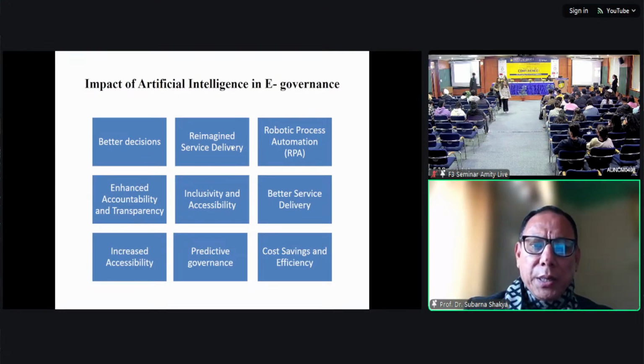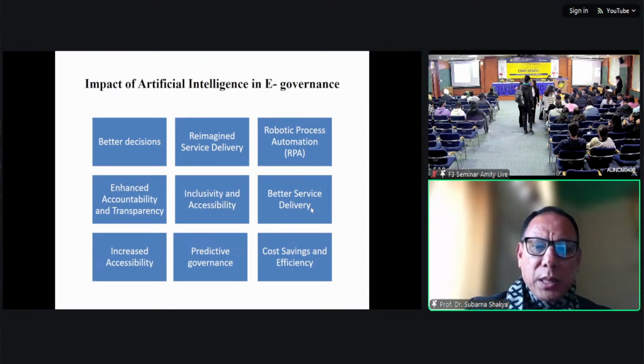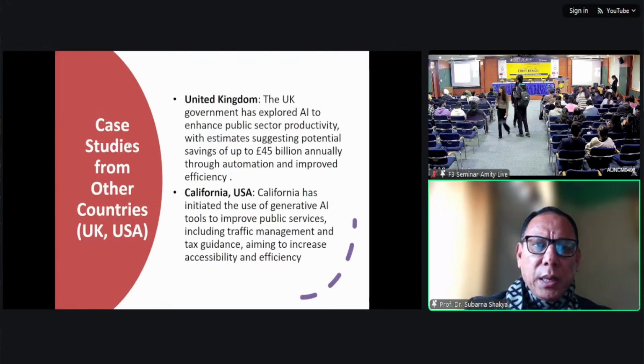Reimagine the service delivery also, and also robotic process automation, enhancing accountability and transparency, inclusivity and accessibility. Better service delivery is another part. We can increase the accessibility, predictive governance, then cost saving and efficiency. The case studies from other countries like the UK and USA.